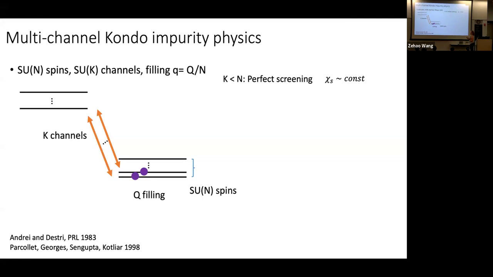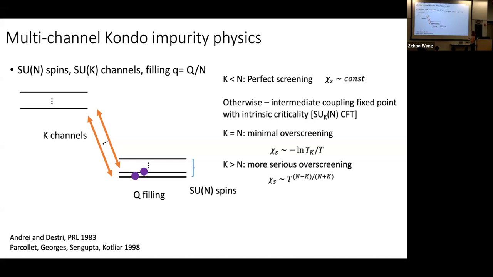So remember, n equals 2 for the usual case. So when k is less than n, that's actually perfect screening in this picture. This picture doesn't capture the underscreening case. So you get a constant susceptibility, which is your heavy paramagnetism. Otherwise, you have this intermediate coupling fixed point that is intrinsically critical.